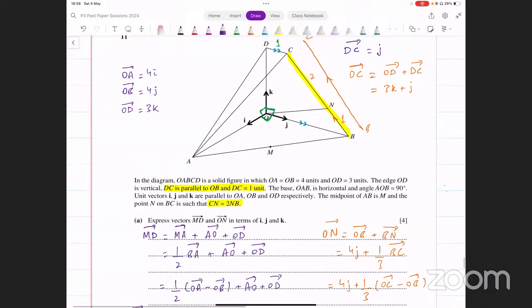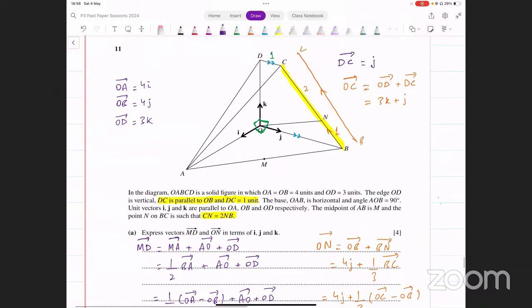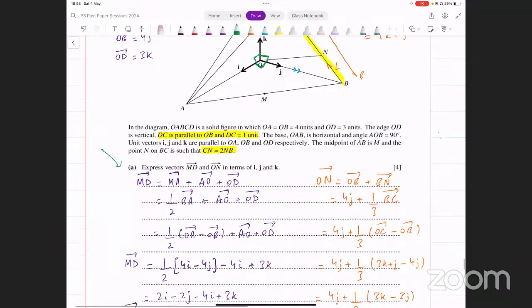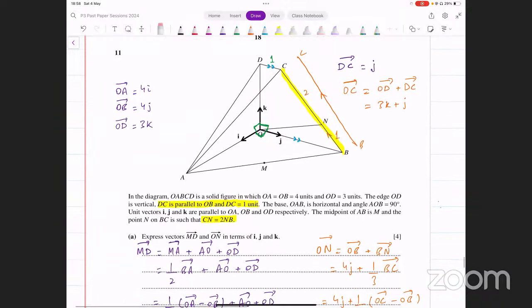So you should mostly leave it for the end, especially if you get some ratios like this, because that makes things quite complicated. All right, I hope that makes sense.